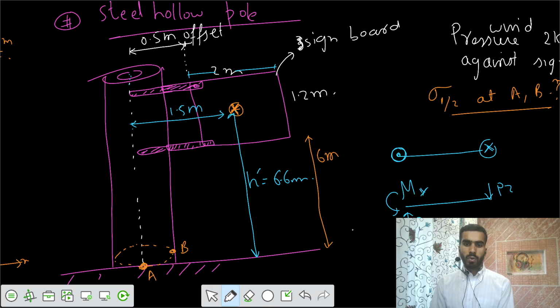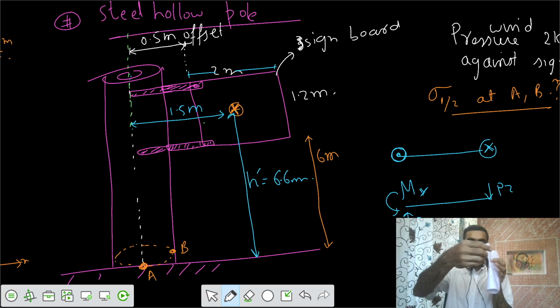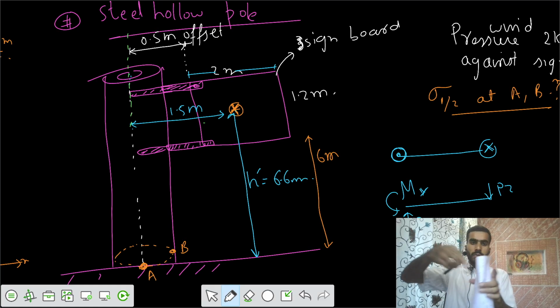Why would it be about the y-axis? See, if this is your reference line and you are applying a load, if this is your shaft, you are applying a load in the z direction while this is your x direction. So it would try to rotate the shaft in this way. That means a moment or a torque would get developed in this way.